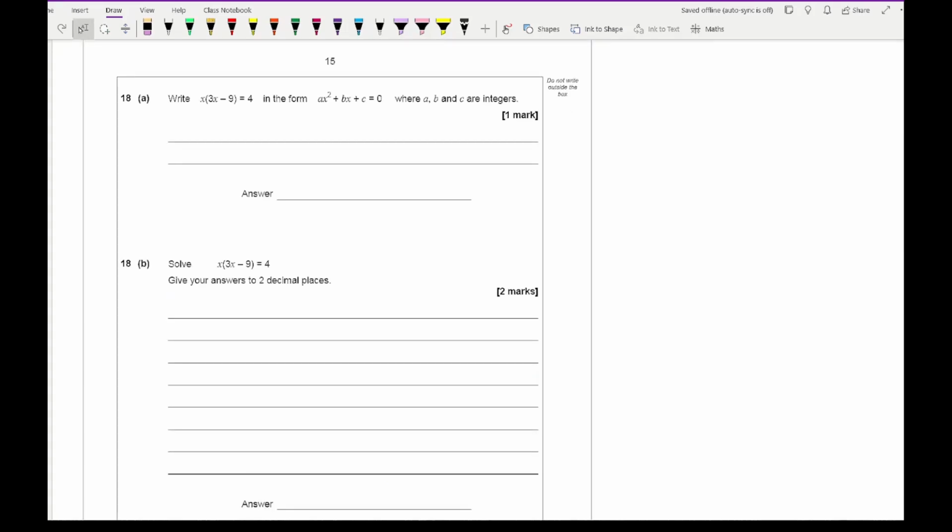Now looking at question 18a, it says write x multiplied by 3x minus 9 equals 4 in the form of a quadratic equation. So what we need to do here is just simply expand the bracket and make it equal to 0. Here I've got 3x squared minus 9x equals 4, and then take the 4 over to the other side, in which we then get 3x squared minus 9x minus 4 equals 0.